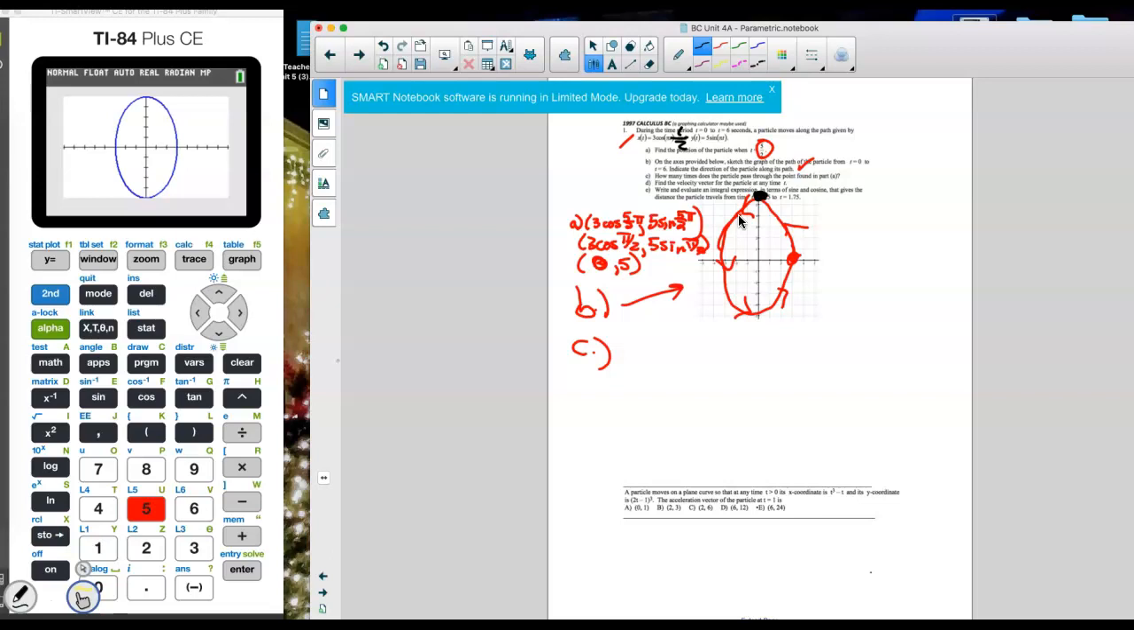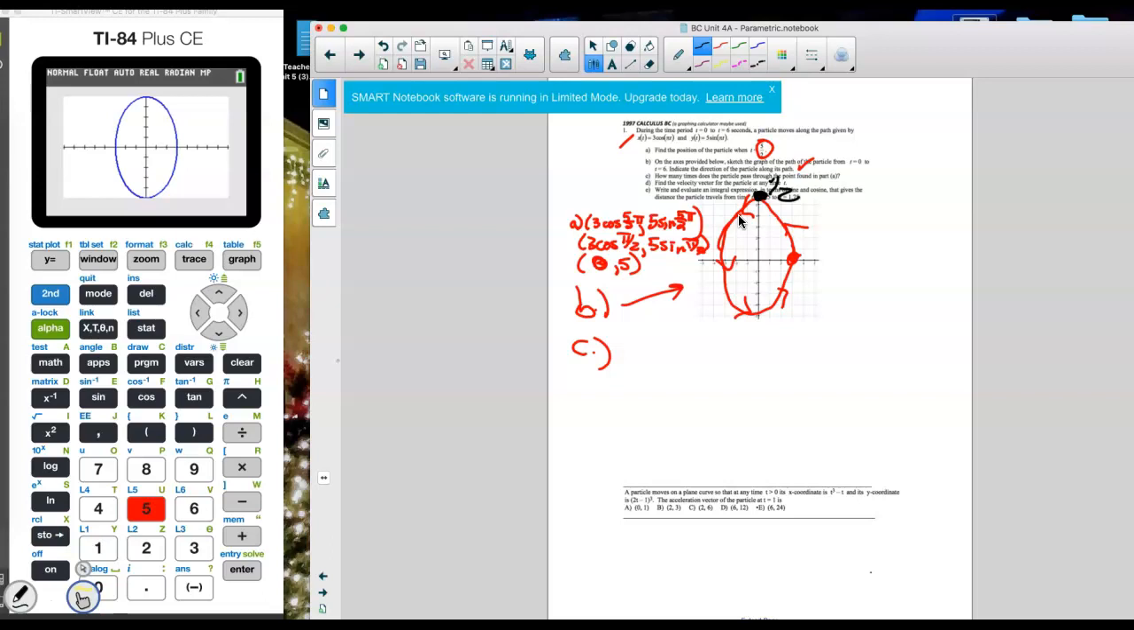Does that make sense? Or you could even just hit trace and walk around until t gets to 6 and count every time it gets to the top. But t would have to be a half the first time it gets up here, because we'd be doing cosine of pi halves, 0, 3, and then sine of pi halves, which would be 5.